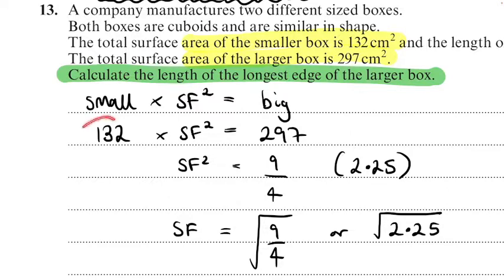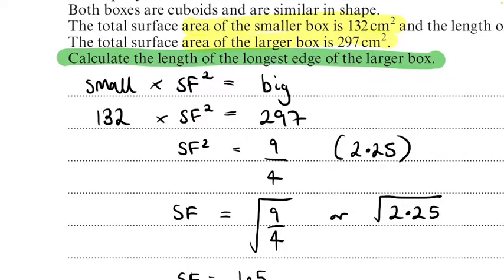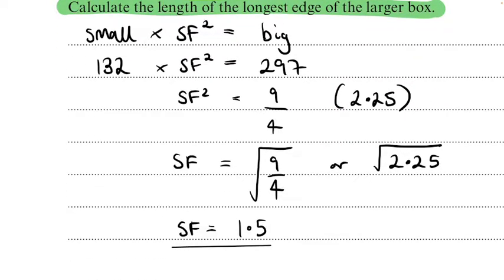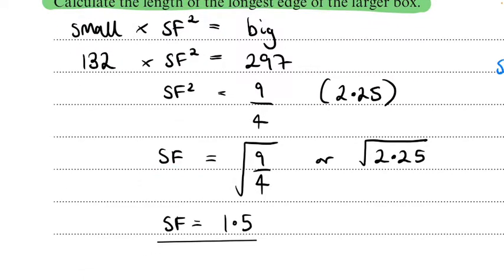I've then divided both sides by the 132. So 297 divided by that 132 gave me 9 over 4. Now, if you press SD on your calculator, it will tell you it's 2.25. And that's the scale factor squared. If I want to know the scale factor, then I square root that answer. So either by doing square root of 9 over 4 or 2.25 gives me the 1.5 there.